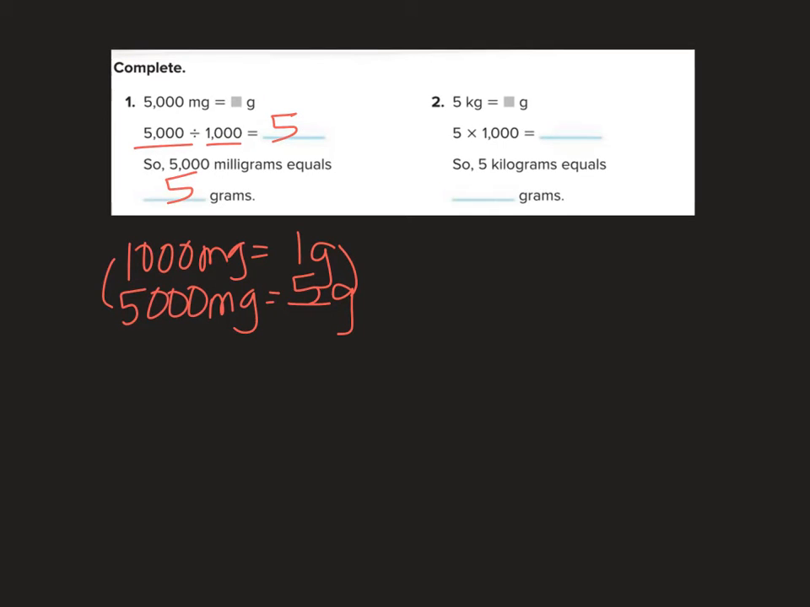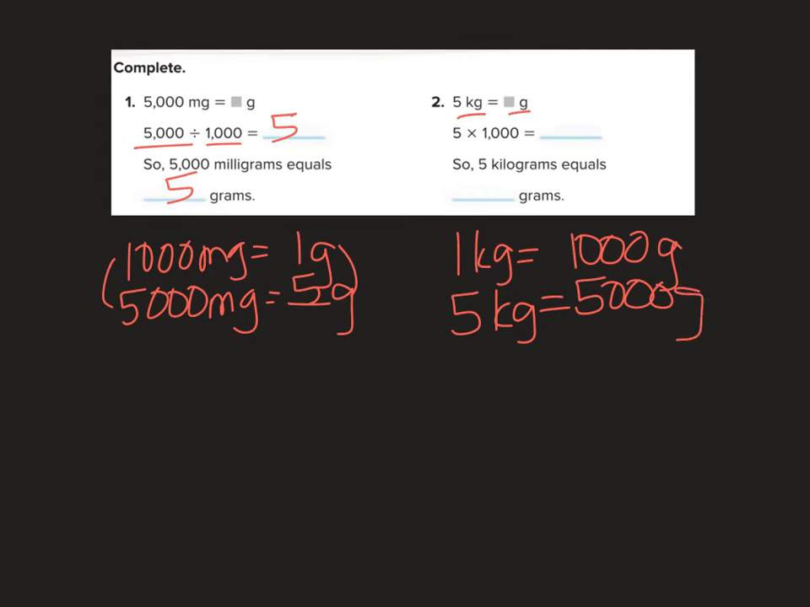Okay, here we have 5 kilograms equals how many grams? Okay, 1 kilogram equals 1,000 grams. So 5 kilograms is going to equal 5,000 grams, right? I'm just doing 5 times 1,000, which is 5,000 grams.